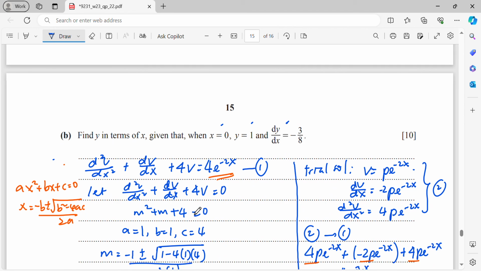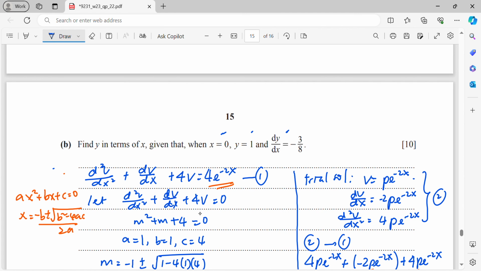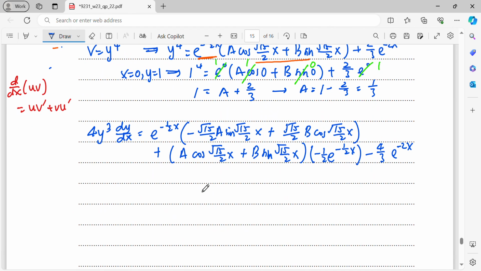Now here replace x by 0, y by 1, dy/dx by minus 3 over 8. So where x equals 0, y equals 1, dy/dx equals minus 3 over 8. So now left hand side I'll get 4 times 1 cubed times minus 3 over 8.